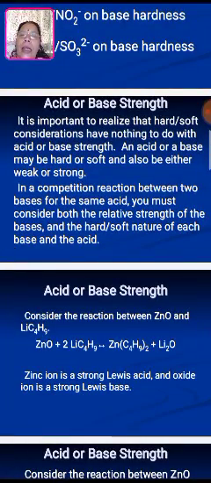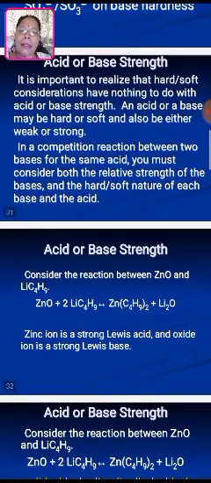Now on strength, it is important to realize that hard and soft considerations have nothing to do with acid or base strength. An acid or base may be hard or soft and also be either weak or strong. In a competition reaction between two bases for the same acid, you must consider both the relative strength of the bases and the hard soft nature of each base and the acid.